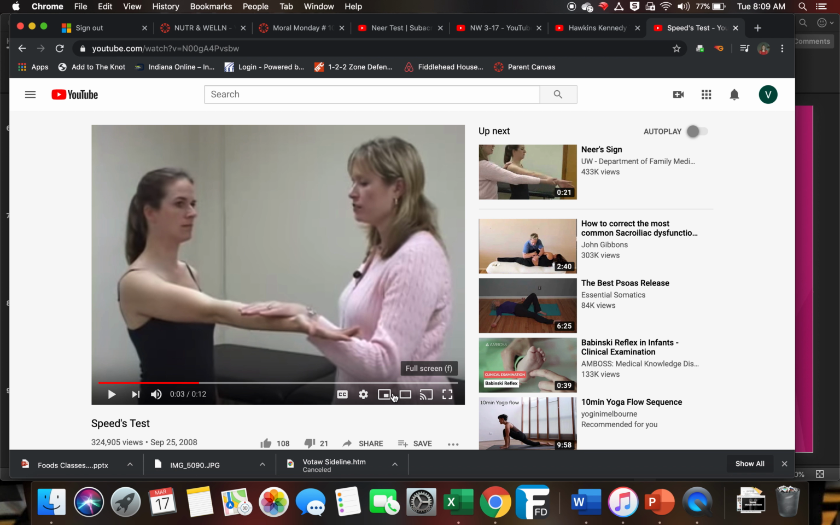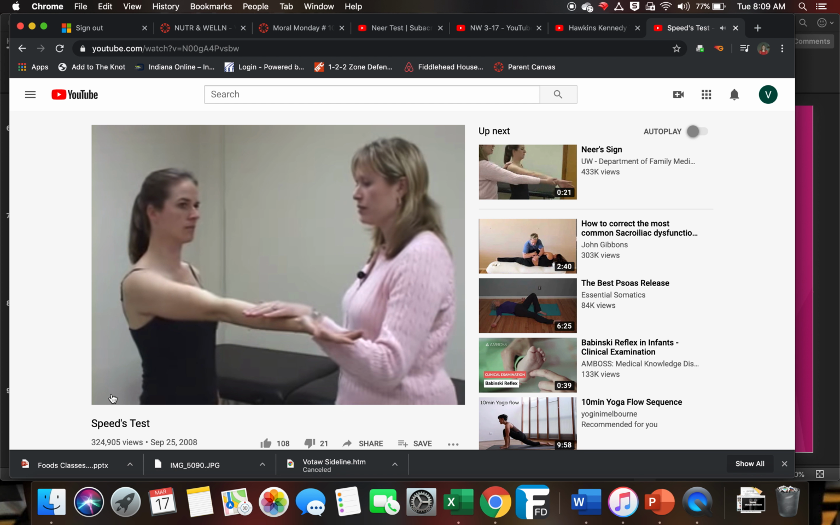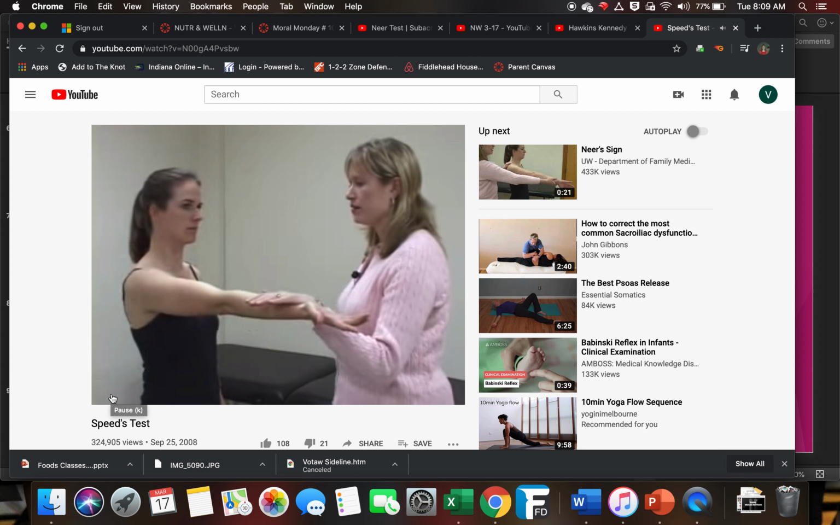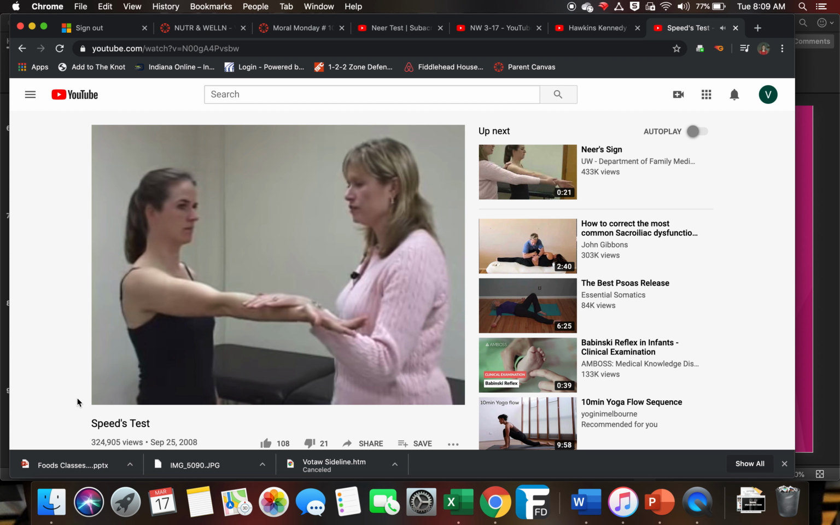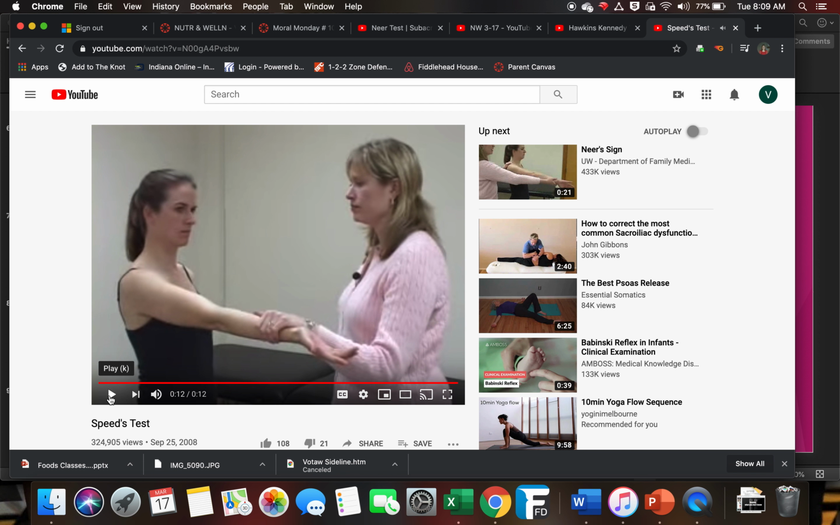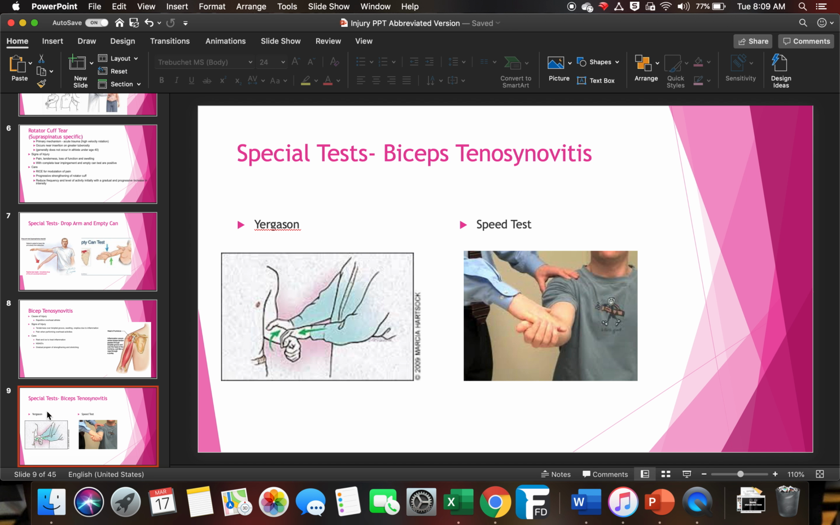All right, and then the last one is Speed's test. Her arm against your resistance with the arm supinated. Pain indicates biceps tendon or labral pathology. Okay, so Speed's test is simply you push down and they try to resist you pushing up against that.